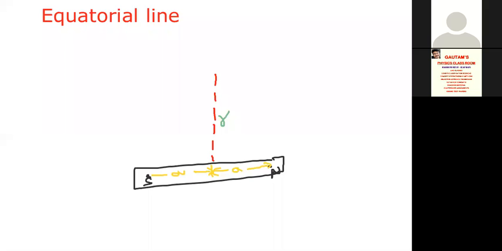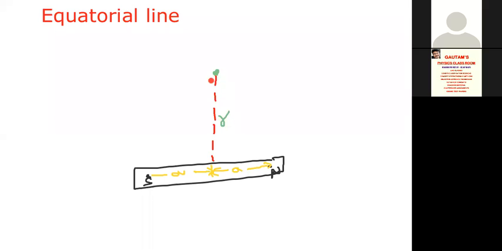Now what is my target? To find the magnetic field at this point. That is my main target. That is the equatorial line concept. I have taken one bar magnet and I am taking a point at a distance of r, not along the axial line but perpendicular to the length of the magnet. At this point my target is to find the magnetic field.